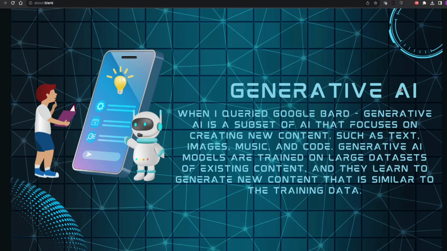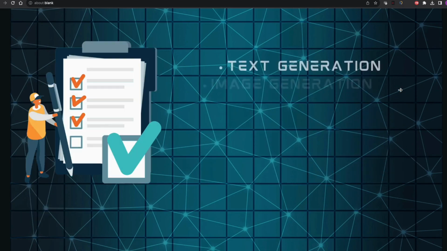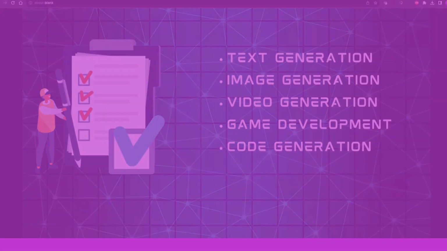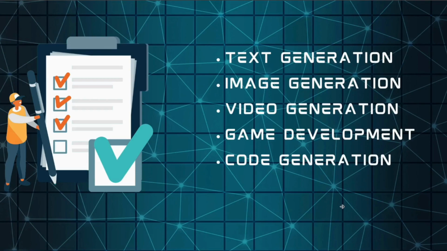Generative AI models are mainly trained on large data sets of existing content, and they learn to generate new content that is similar to the training data upon which they have been trained. Now let's look at some examples of generative AI. It can be text generation, image generation, video generation, game development, and code generation. These are the examples of generative AI.